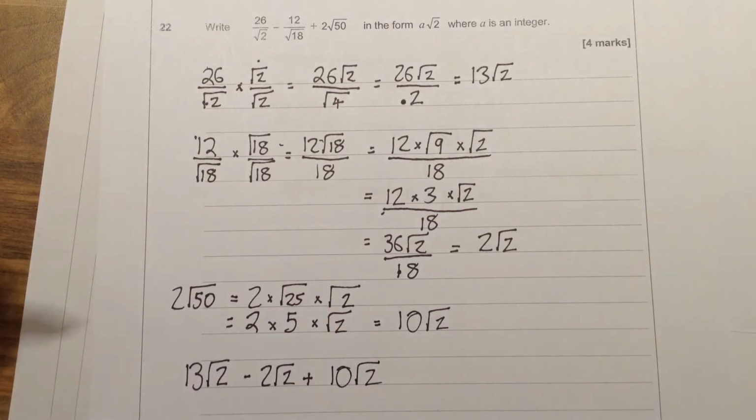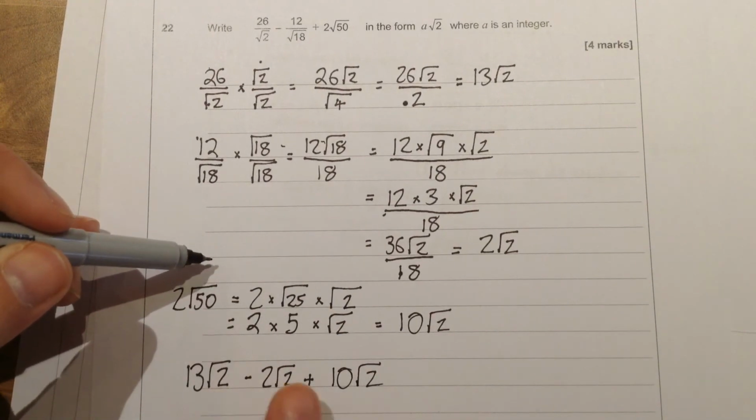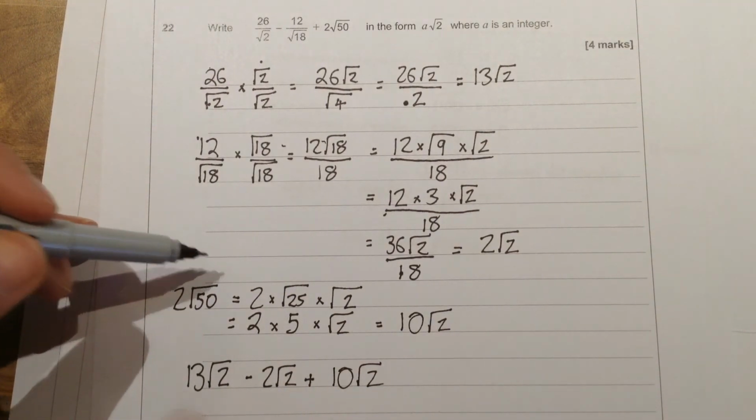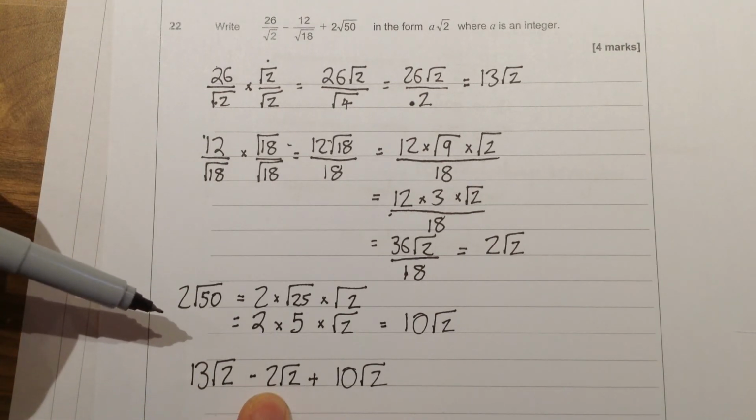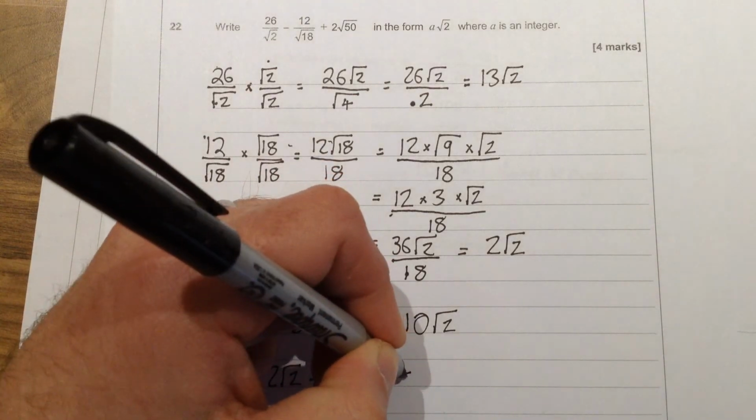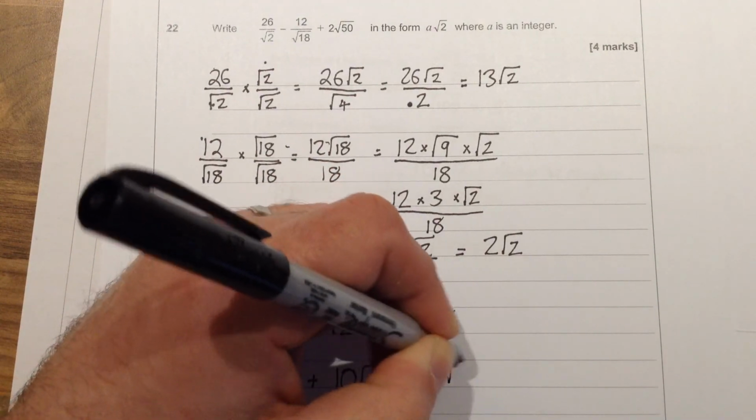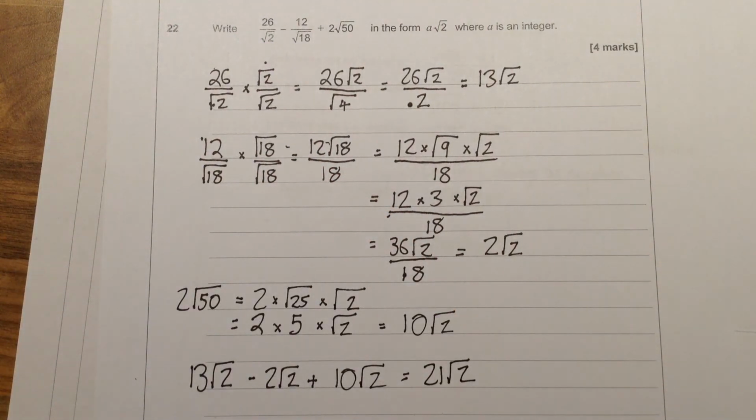Now when you're adding and subtracting surds, you can't actually do anything with the surd. It is only the number in front that we're going to be changing. So 13 take away 2 is 11, plus 10 is 21. So this altogether would give us 21 root 2.